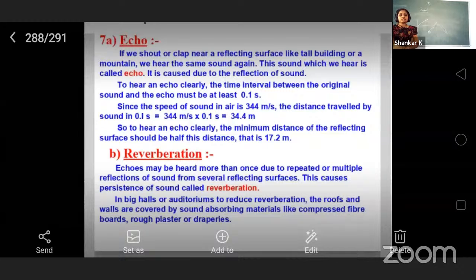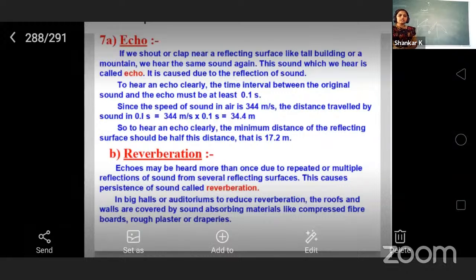the total is 34.4 meters. So for an echo, clearly, the minimum distance of the reflecting surface should be half of this distance. Full is 34.4, half of this is 17.2 meters. Okay, this is what an echo is.